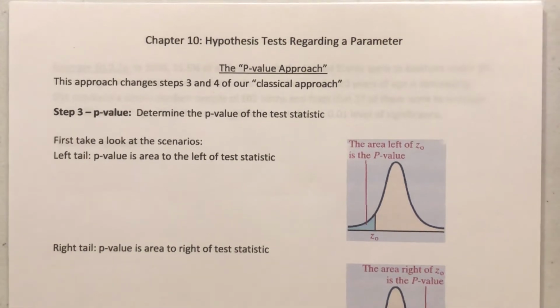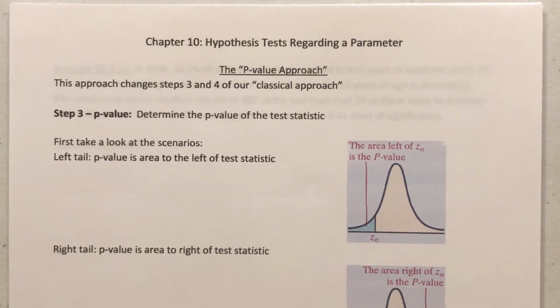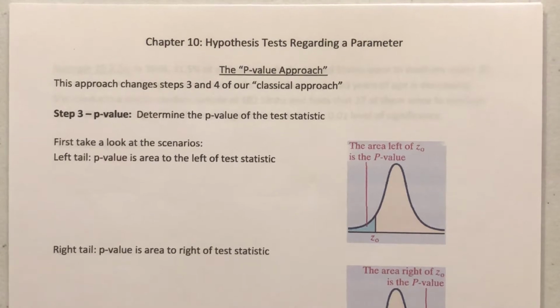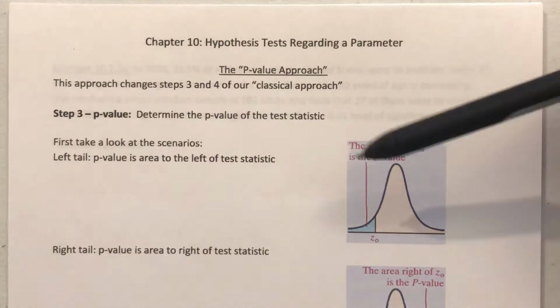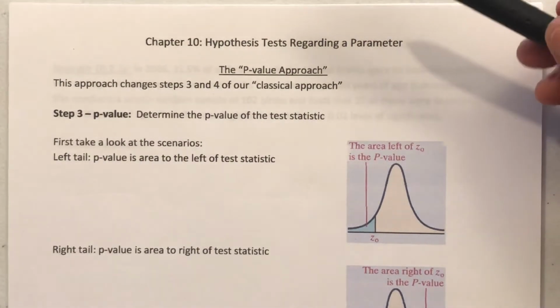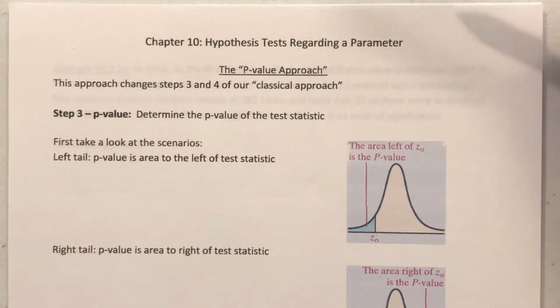So now what we're going to look at is a slightly different approach to hypothesis testing. The approach we learned before was called the classical approach. There is another approach that can be used, and we will use on occasion, called the p-value approach. And really all it does is change how we make our decision. But it only changes steps 3 and 4. So we would still create the same hypotheses, find the same test statistic.